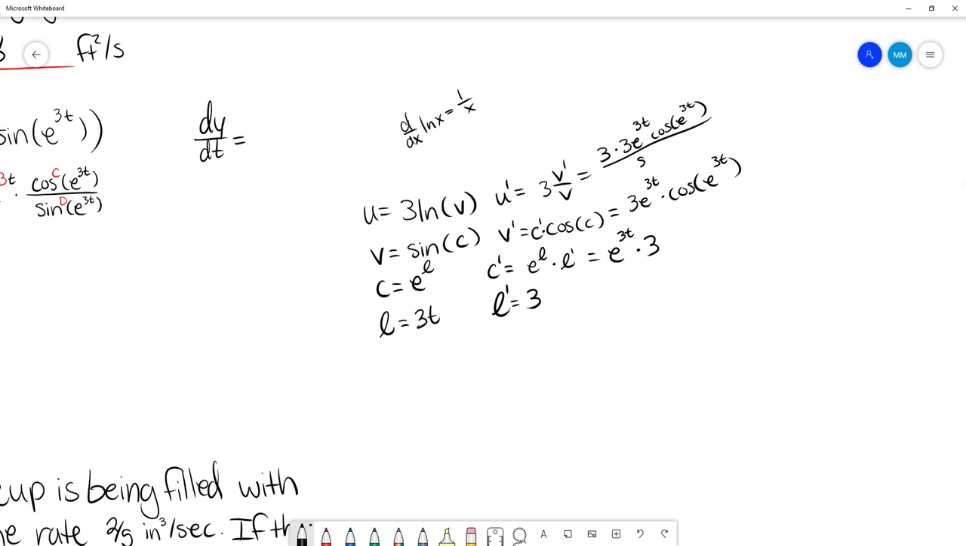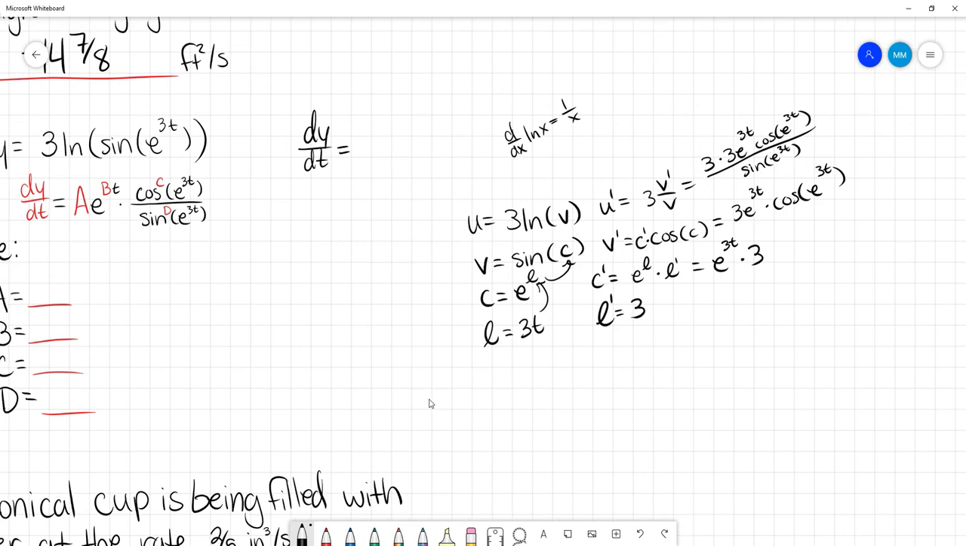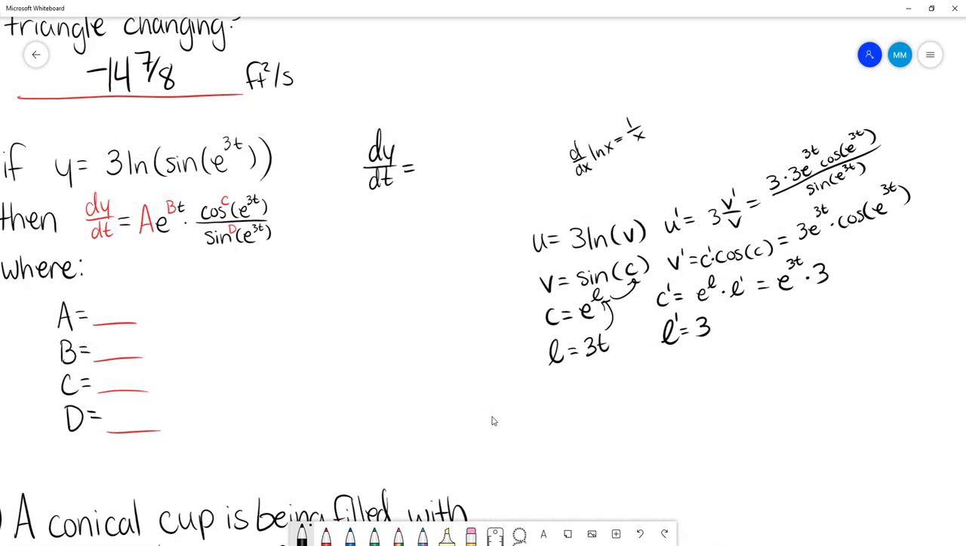V was sine of e^(3t), because it's a sine of c. C is e to the power of L, and L is this, so I just plug those all back into each other. And that is our derivative. I don't believe I lost anything. So I'm just going to rewrite that over there. I know 3 times 3 is 9. So 9e^(3t) cosine e^(3t) all over sine of e^(3t).